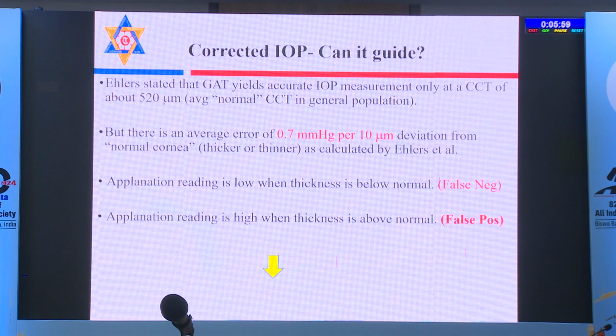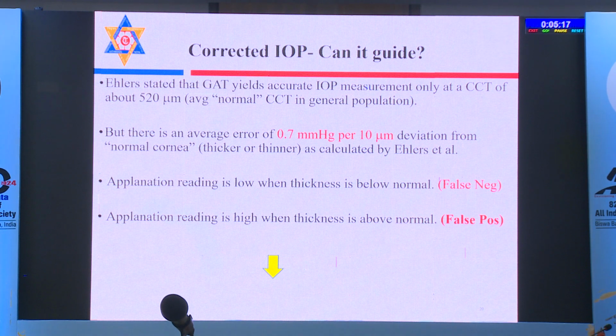Similarly, for the corrected intraocular pressure, we all know that the standard technique for intraocular pressure measurement is Goldmann applanation tonometry. But this is standard only if the corneal thickness is 520 micron, because that's a normal CCT in the general population. If there is a change in the normal corneal thickness, an average error of 0.7 millimeter of mercury per 10 micron deviation can occur. Hence, the applanation reading is low when the corneal thickness is below normal, and this can give a false negative IOP.